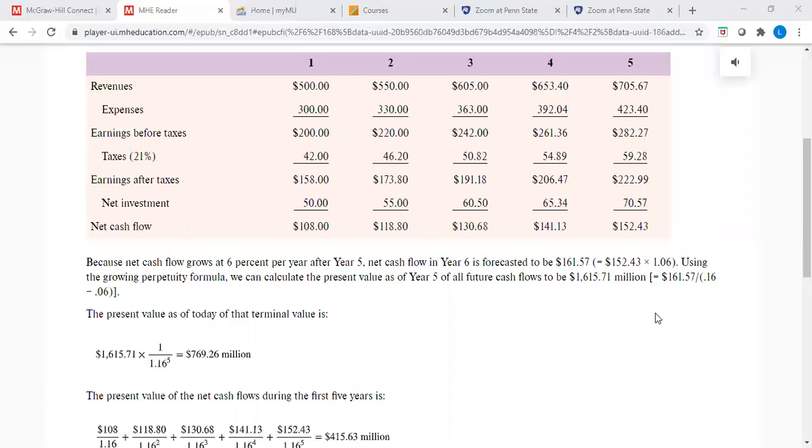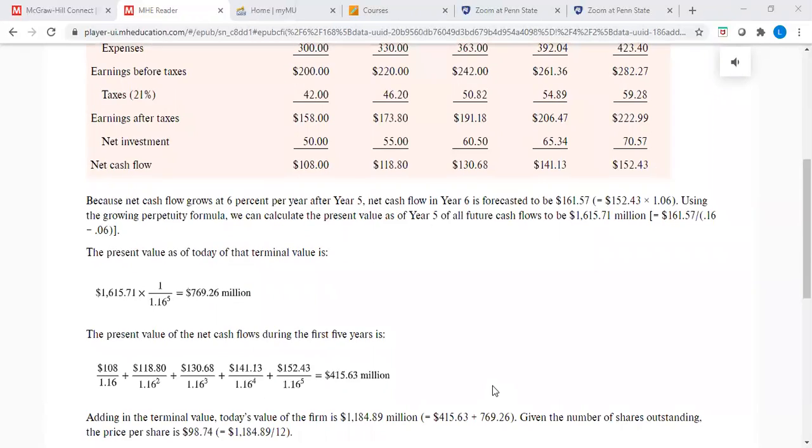Remember, we always have to bring it back to time 0, the beginning of year 1. And that's what we did, but we only did that portion. Since the company grows at different rates in years 1 through 5, we have to calculate the present value for each year separately. And that's our next step.